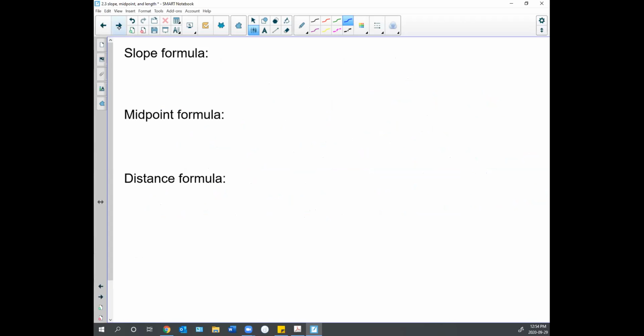Okay. You have these formulas on your sheet. I'm not going to rewrite them. You have slope, you have midpoint, you have distance. And somebody asked me yesterday, I will always give you the formulas. So you don't have to have them memorized. You just need to know how to use them. Okay.